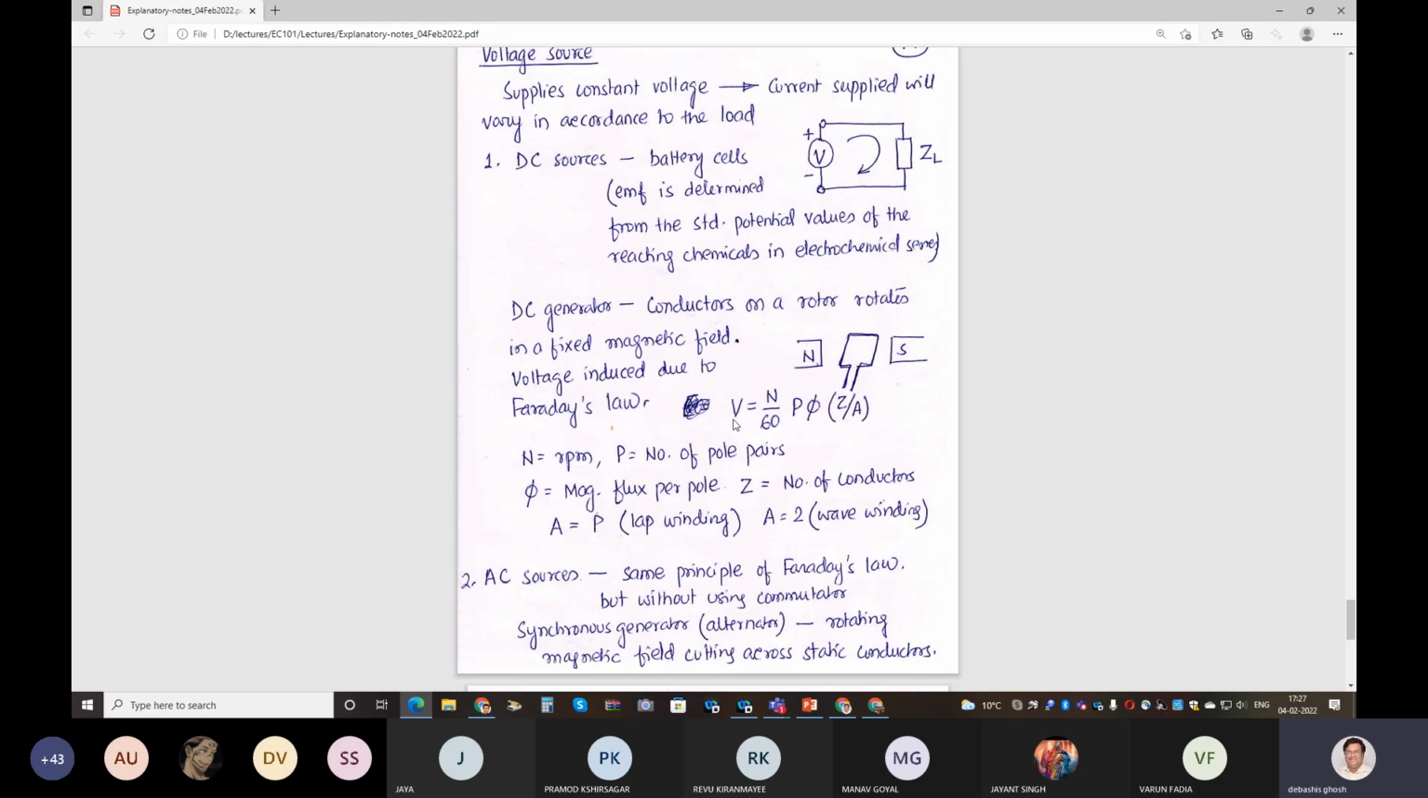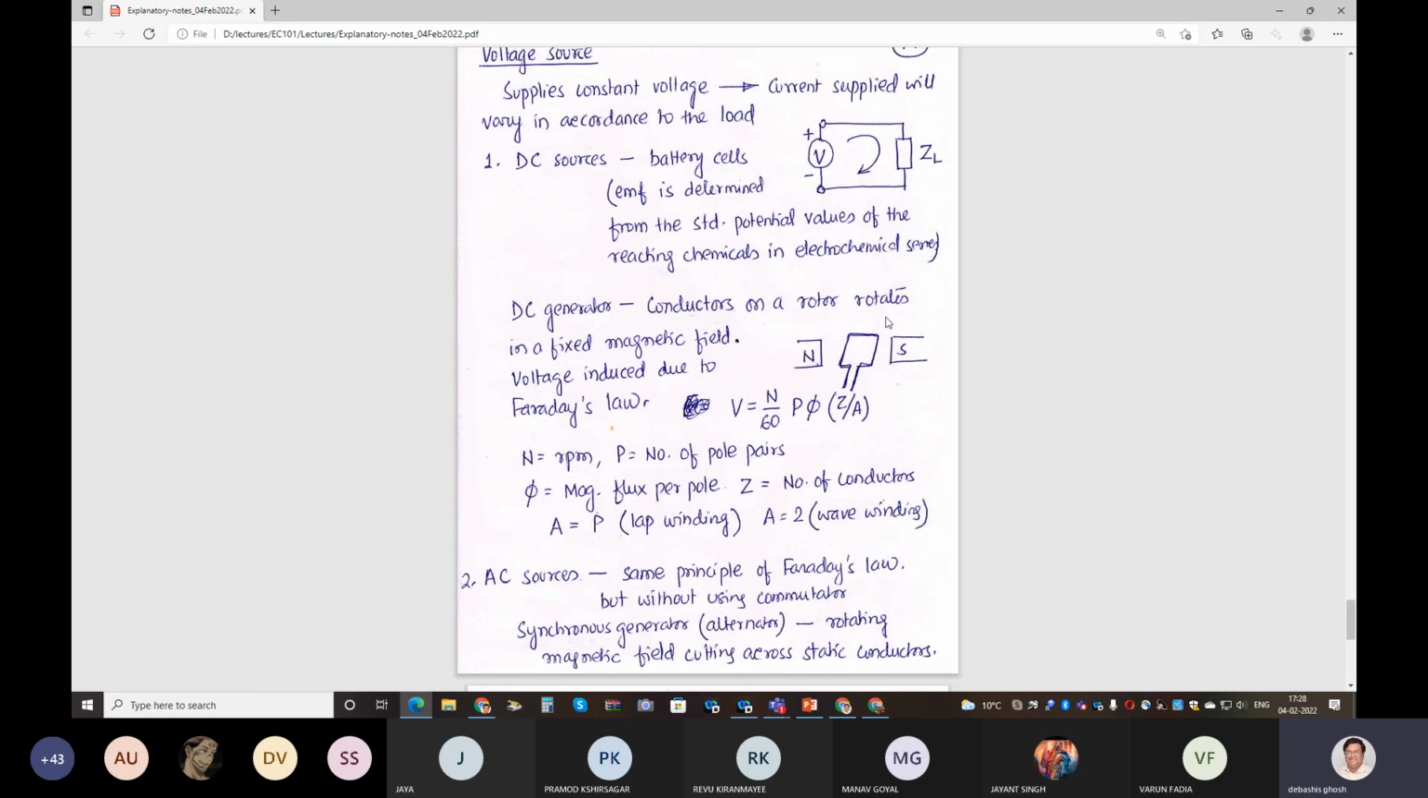So you can see that V will be fixed because N is the RPM, rotations per minute, which is generally taken to be fixed. So obviously V will be fixed. P is the number of pole pairs. I said there will be many pole pairs like this. So P is the number of pole pairs, and that is fixed. Okay.